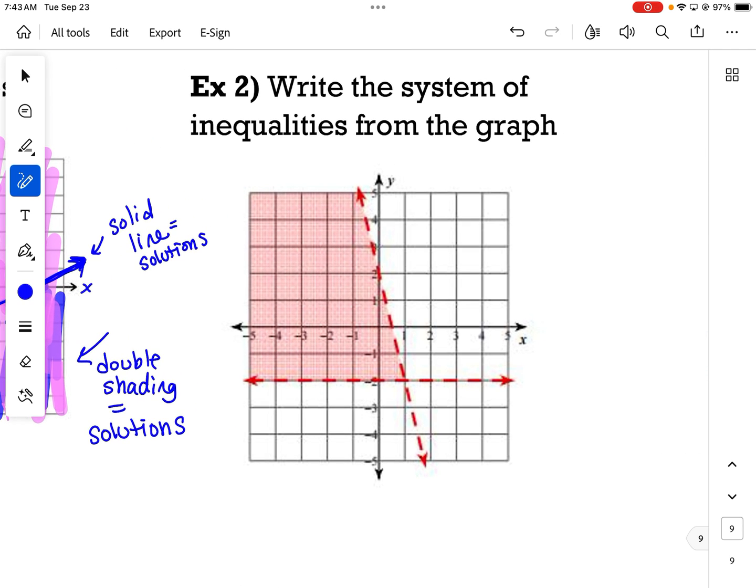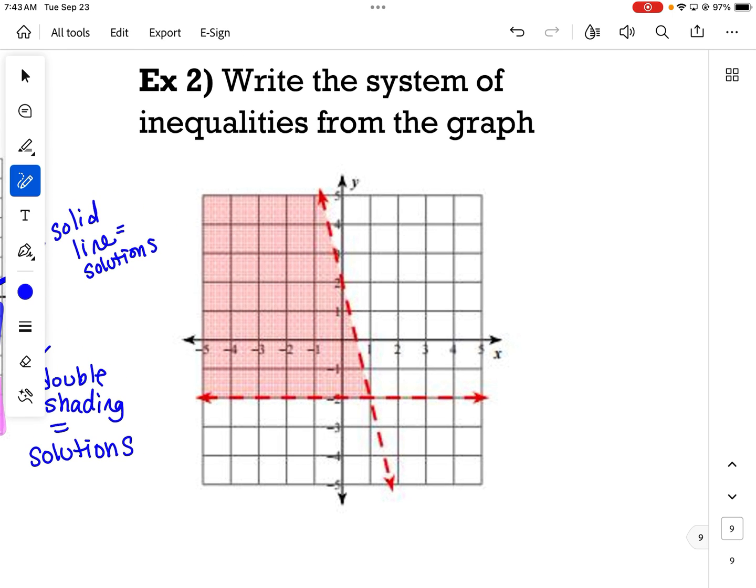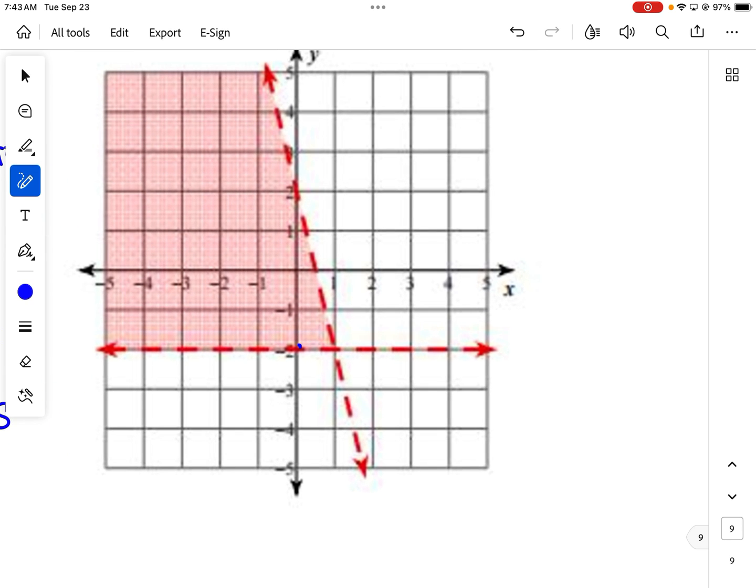Okay, let's go to the next one. Example 2. It says, write the system of inequalities from the graph. So we've got to write each equation and then write the inequality that goes with it. So let's start with the horizontal line. Let's find out what its y-intercept is. It has a 0 slope, so it's going to be y something negative 2.